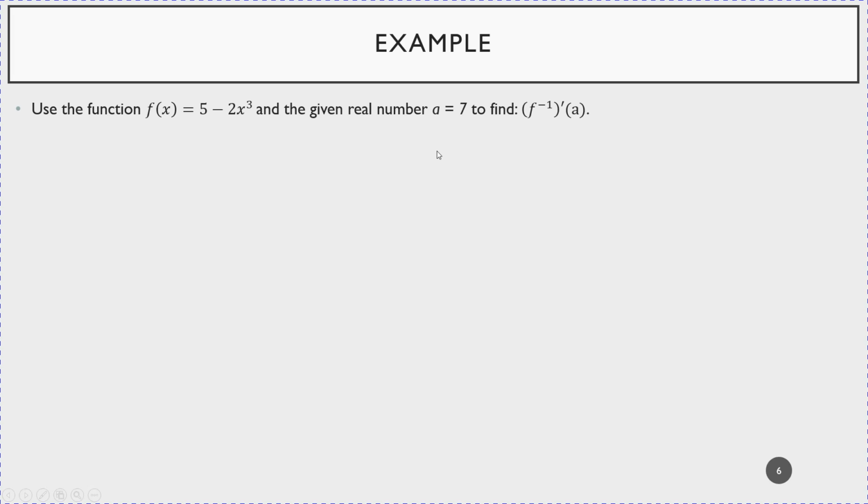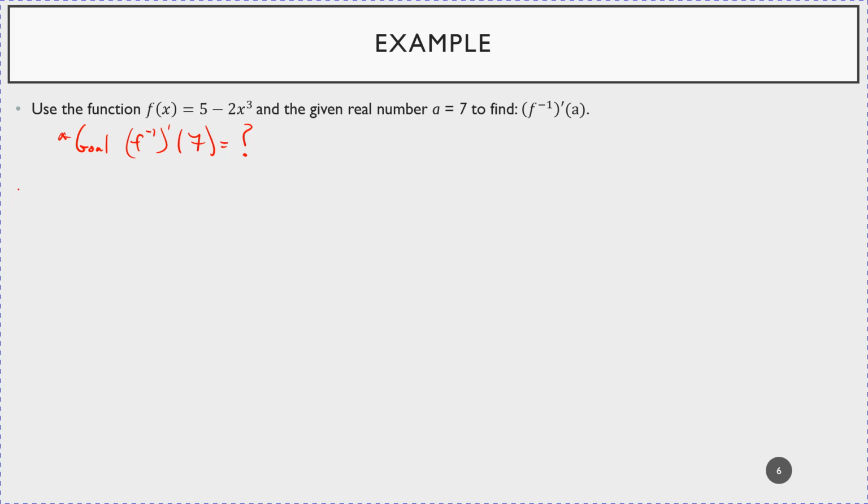All right, so let's use this function. Let's use f of x is equal to 5 minus 2x cubed, and the given real number a is equal to 7, to find the derivative of the f inverse function evaluated at a. So our goal, this is what we want to find: f inverse, its derivative, evaluated at 7. So how do we do that?